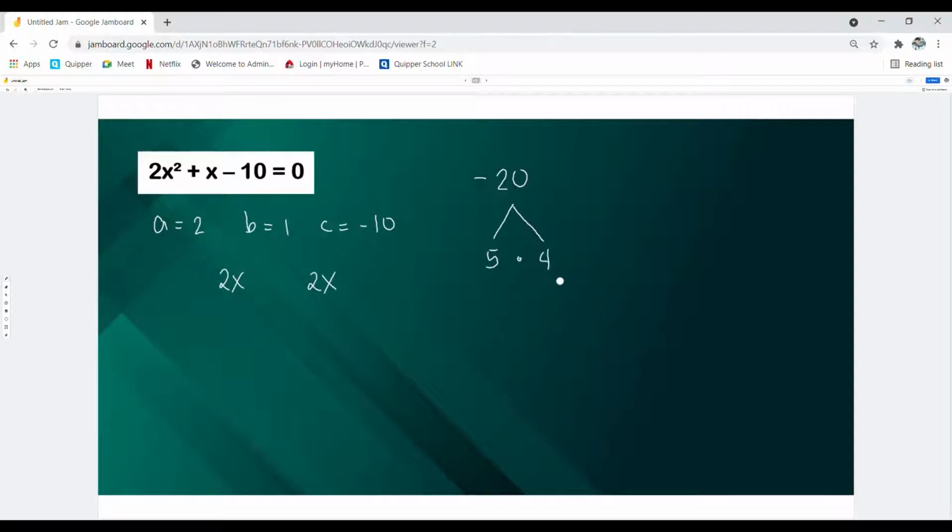That's 20, but our given is negative, so we need one of the factors to be negative. So which one should be negative? My second term is positive, so the bigger number should be positive, and the smaller number is our negative factor. There you go, you have factors 5 and negative 4.